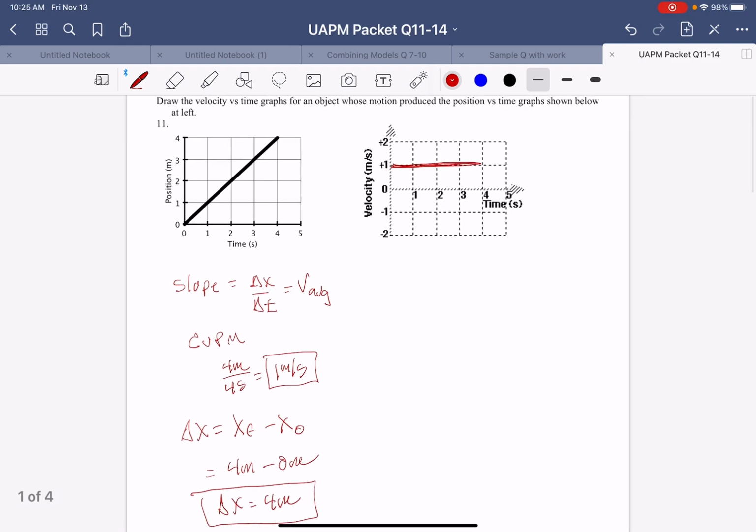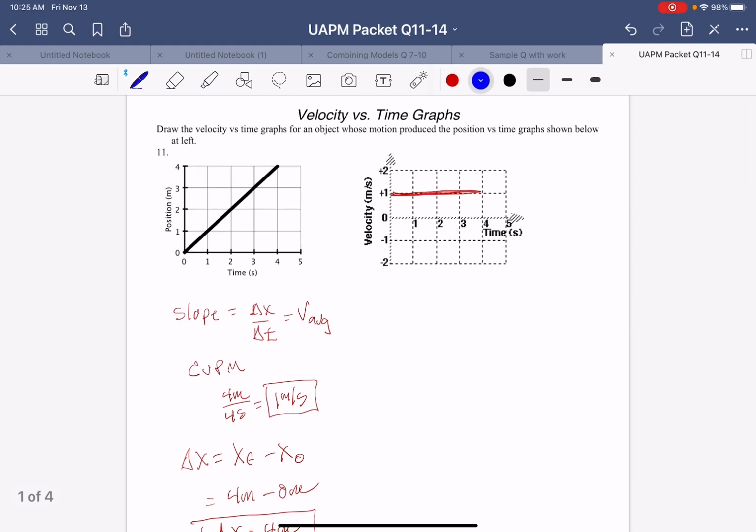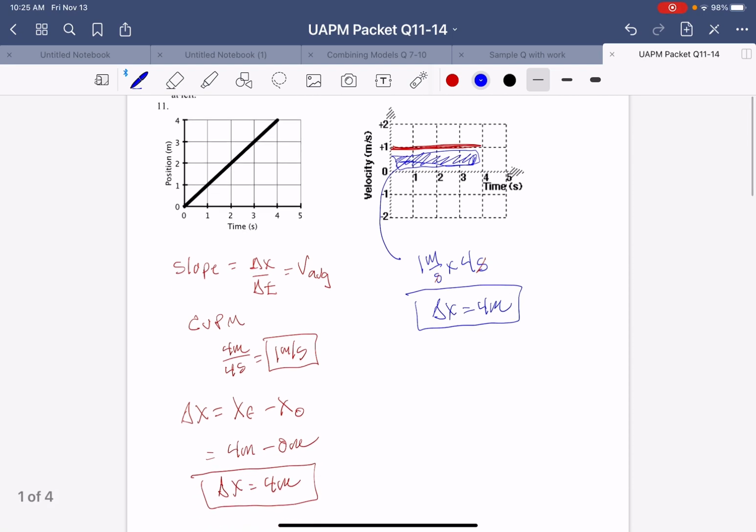Now I can also find the displacement on a velocity time graph. The way I do that is I find the area from the curve to the horizontal x-axis. So I'm going to find this area right here. That's 1 meter per second times 4 seconds. The cool thing about units is that they, just like numbers, reduce to 1. So seconds divided by seconds is 1. So I end up with my displacement being 4 meters, which is the same as the position time graph, as it should be.